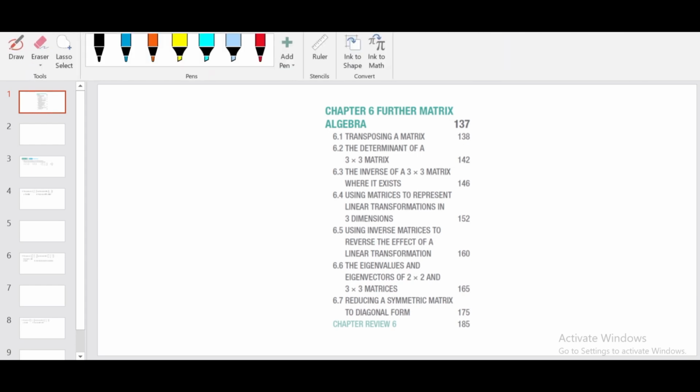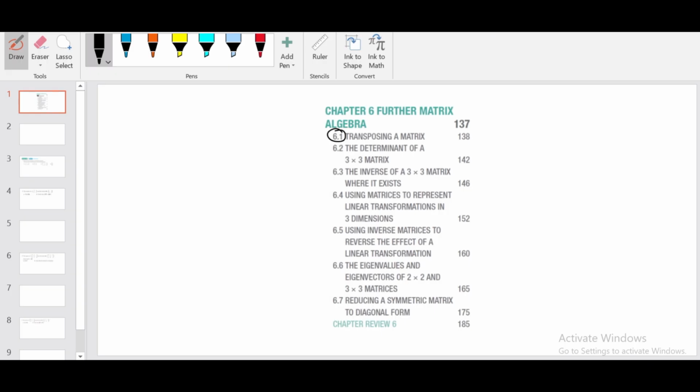Today we are going to start chapter 6 for the matrix algebra. We learned matrix in F1, right? The matrix, determinant of a matrix, but we were learning about 2 by 2 matrix, right? The determinant and the inverse of a matrix and a lot of linear transformations and all, right? Here the first thing we are going to learn is transposing a matrix.